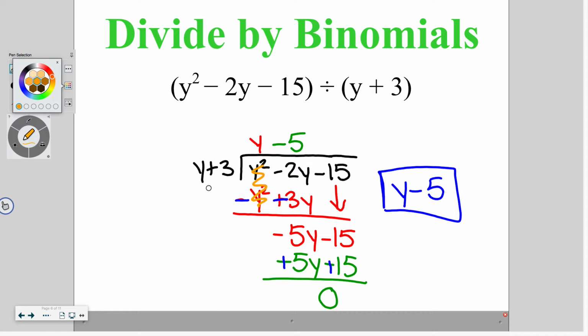Then I have y times negative 5 is negative 5y. Negative 5 times 3 is negative 15. Minusing a negative turns into addition, cancels that out. Again, minusing a negative turns into addition, cancels that out, for a final answer of y minus 5.